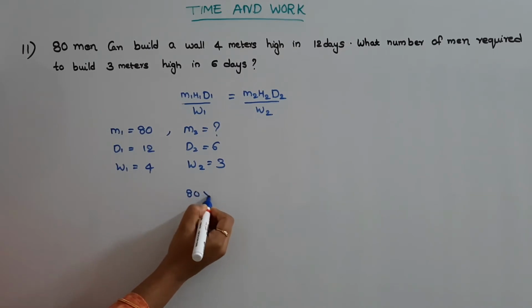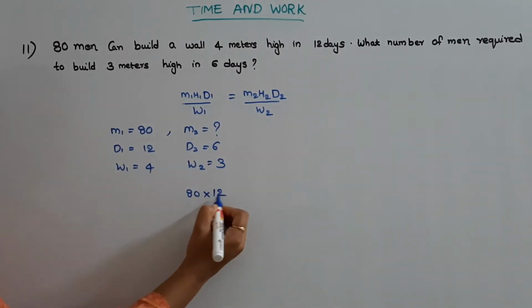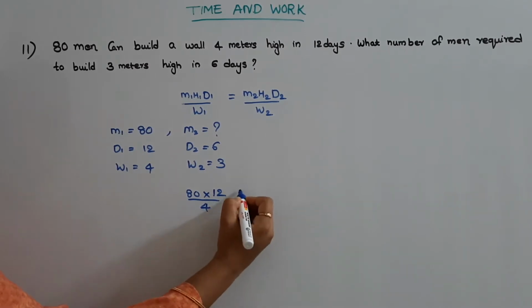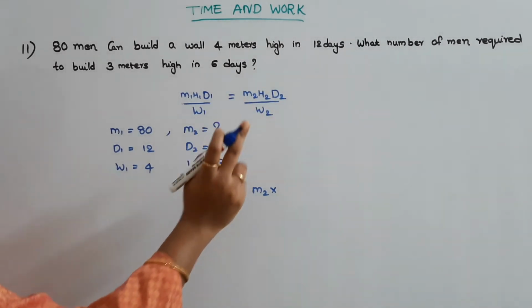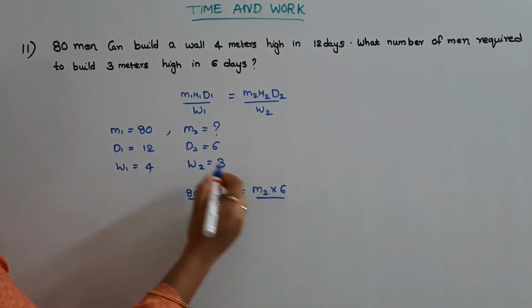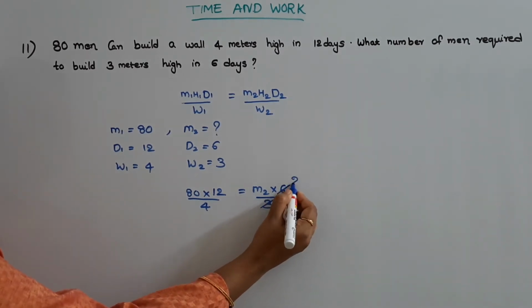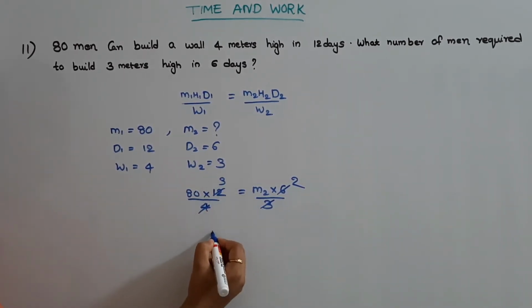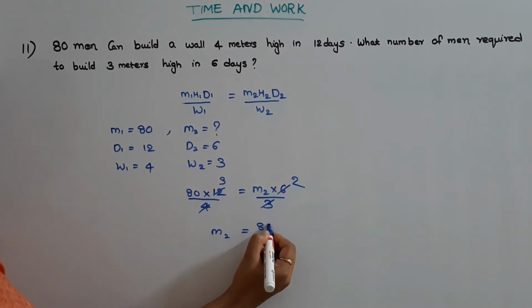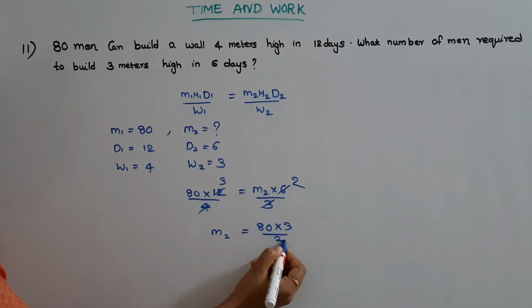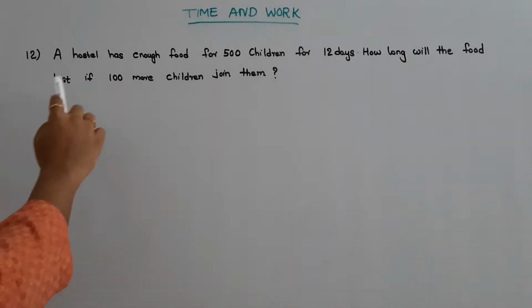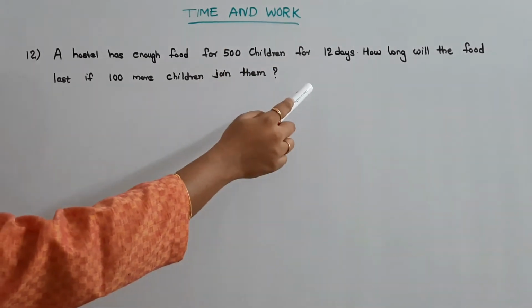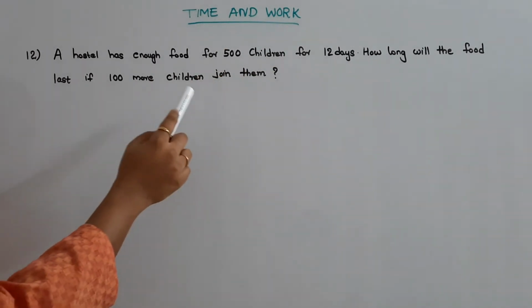80 into D1, which is 12, divided by 4 is equal to M2 into, H2 we need to neglect, and D2 is 6, by work done, which is 3. From this, M2 is equal to 80 into 3 divided by 2, that is equal to 120. This is the answer. The next question is: a hostel has enough food for 500 children for 12 days. How long will the food last if 100 more children join them?